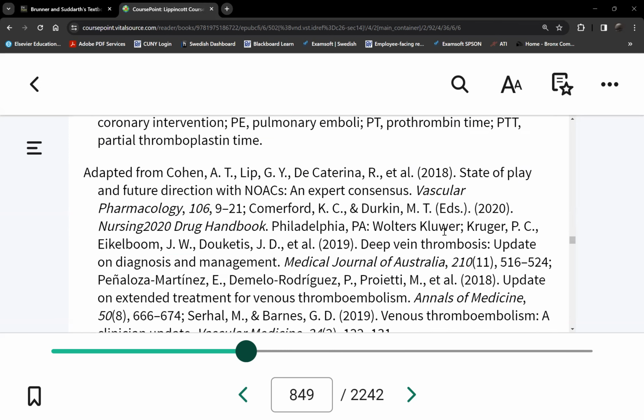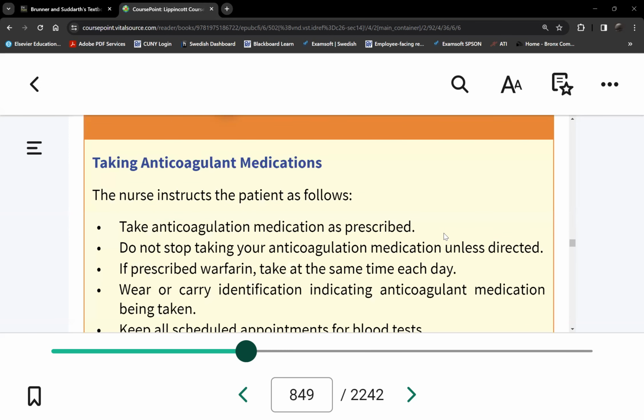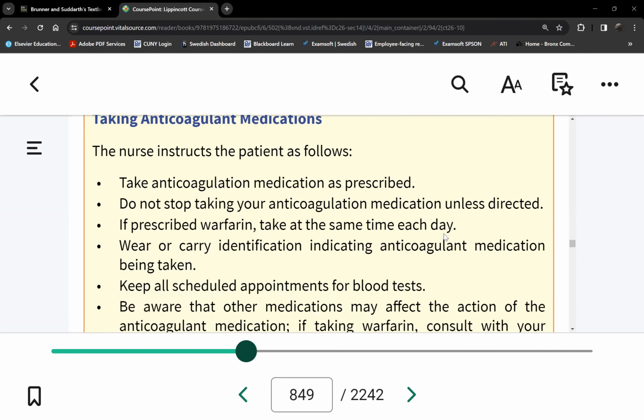That's for massive PE. Here's your teaching for patients on anticoagulants. Because after the thrombolytic, 24 hours later, remember, if it's a massive PE, are their risk factors mild or significant? Quite significant.